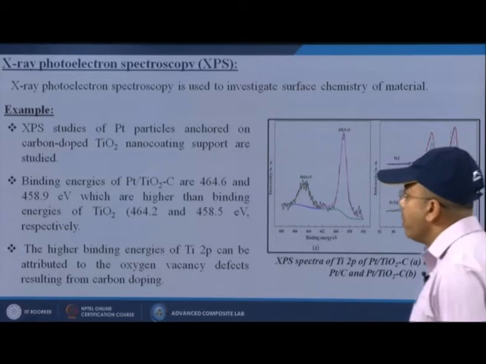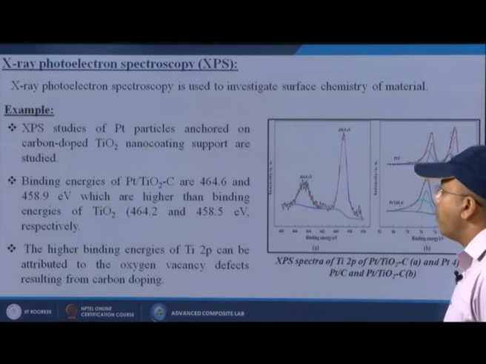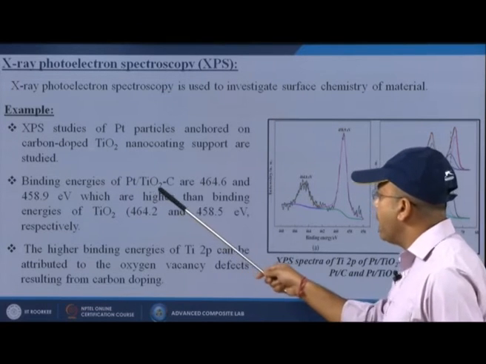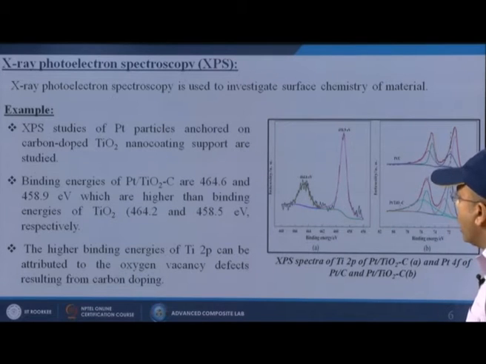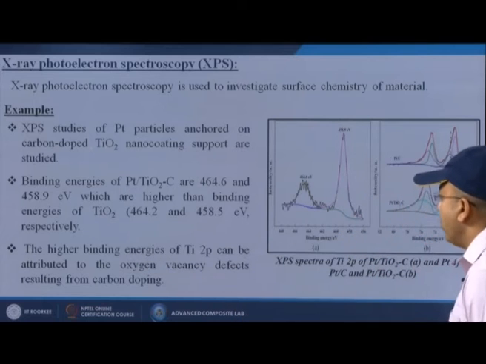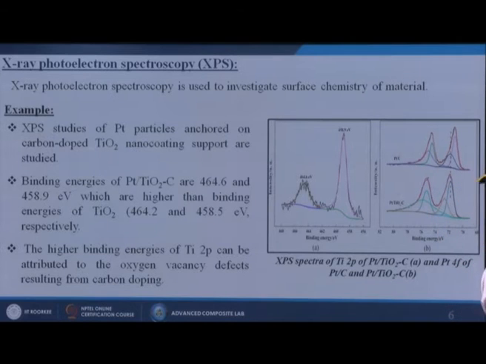So here we have given some examples. XPS studies of platinum particles anchored on carbon-doped TiO2 nanocoating supports are studied in this particular case. Here the binding energies of platinum and carbon-doped titanium dioxide are 464.6 and 458.9 electron volts, which are higher than the binding energies of TiO2, 464.2 and 458.5 electron volts respectively. The higher binding energies of titanium 2p can be attributed to the oxygen vacancy defects resulting from carbon doping.